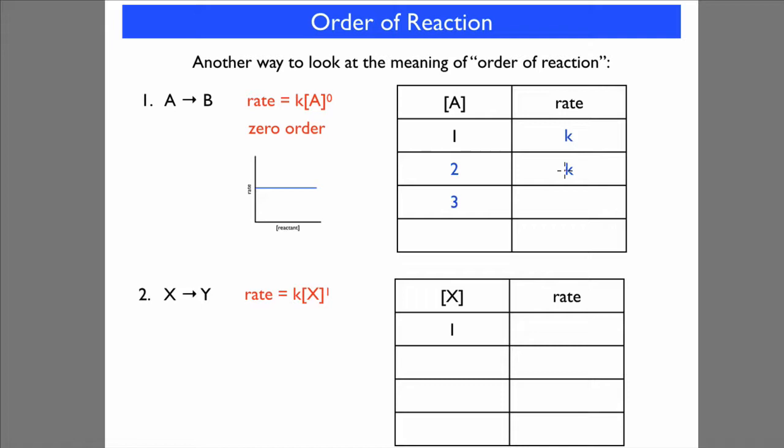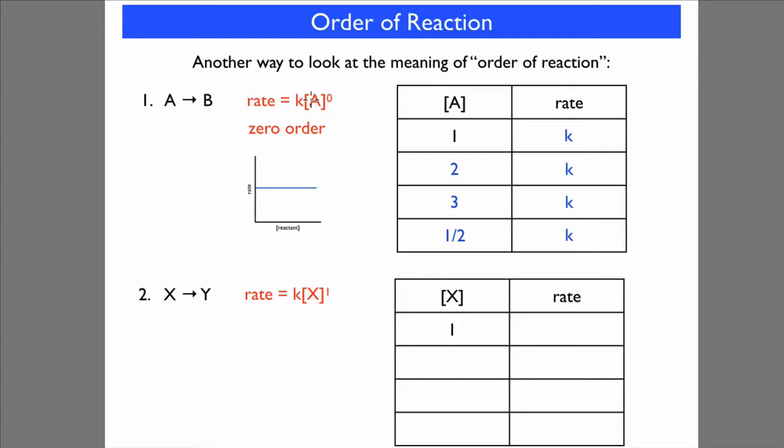And the same for 3. 3 to the power of 0 is 1. 1 times k is k. So rate equals k. And of course, even if it was a fraction, like 0.5 moles per decimeter cubed, we're still going to get k, because anything to the power of 0 is 1.